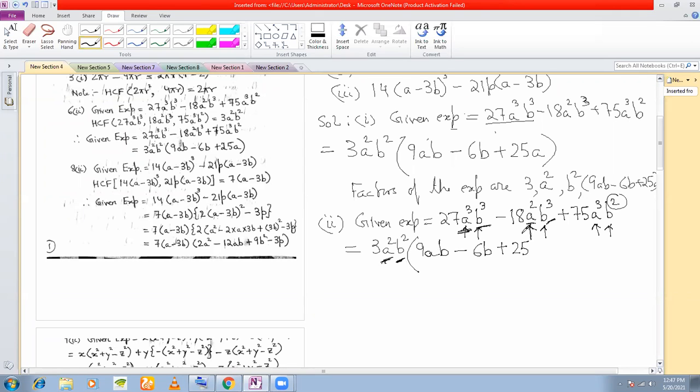I have taken out a square here. I have a cube here. So I'll write an a. And here I have b square. I have taken out b square. So nothing, I'll simply write a 1. That's it. So these are the factors.